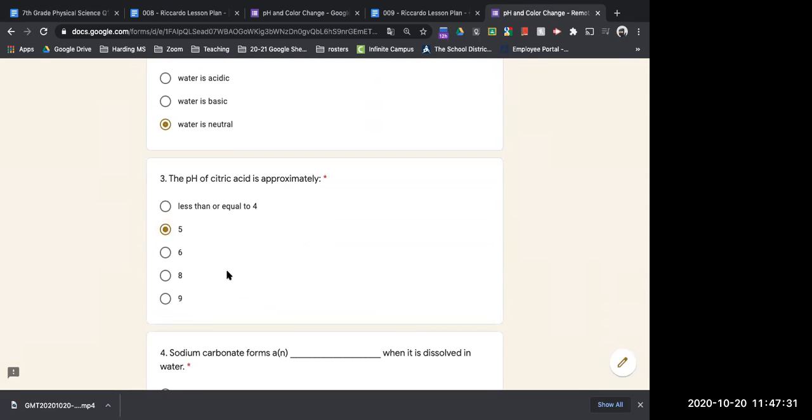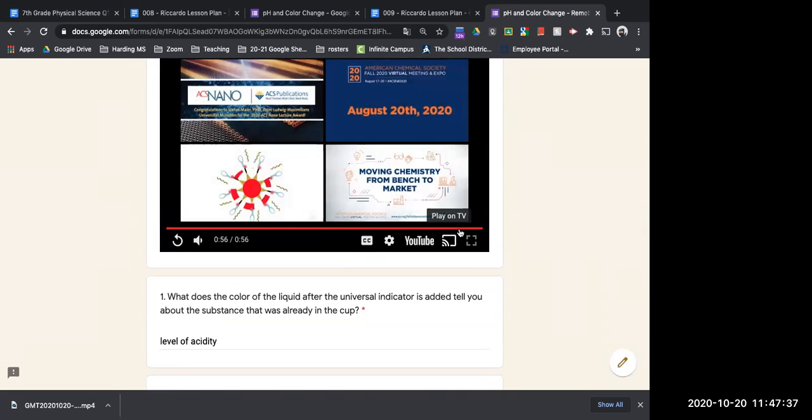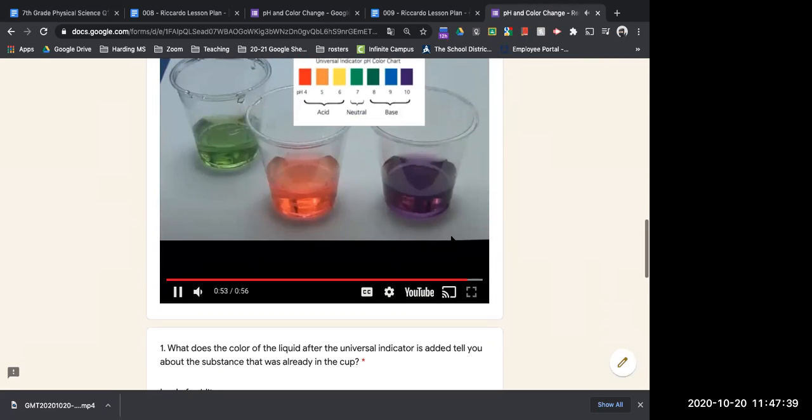Like I'll say 5. Sodium bicarbonate forms a blank when it's dissolved in water. That was the purple one, right? Colors and numbers on the pH scale. Right. So where's it at?